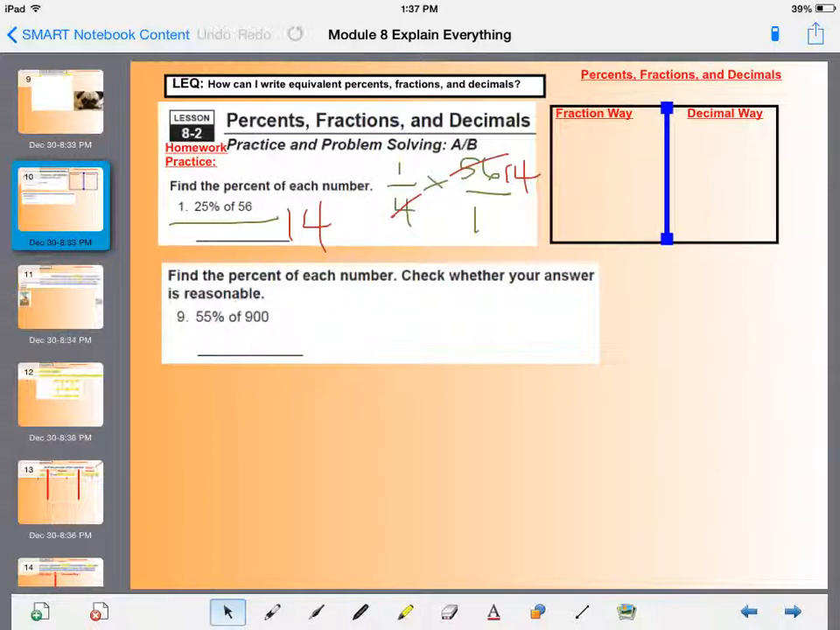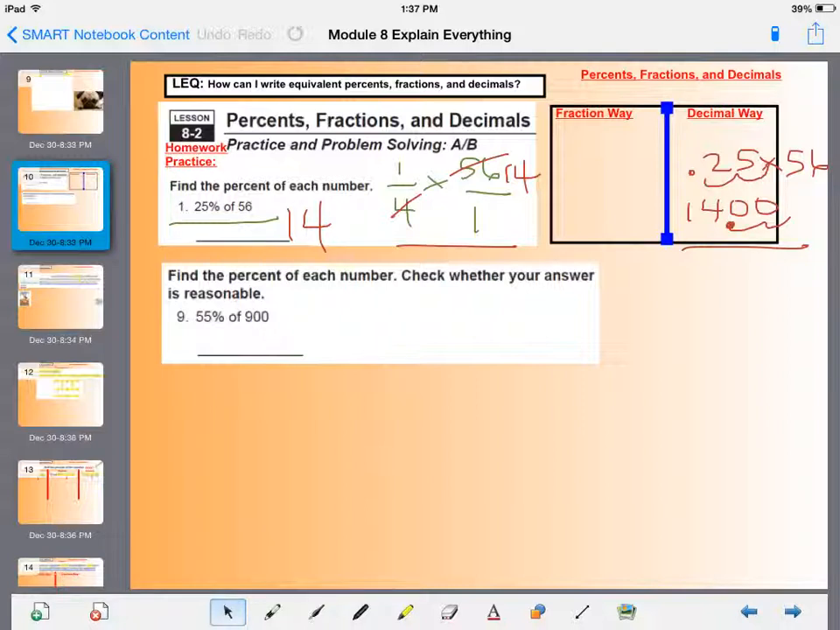The decimal way says I'm going to turn that percent into a decimal, so I'm going to say 0.25 of means times 56. If I multiply 56 times 25, I'm going to get 1,400, but I can't forget to move my decimal point over 2 times. So either way, whether we do it the fraction way or the decimal way, we end up with 14. Let's take a look at find the percent of each number.